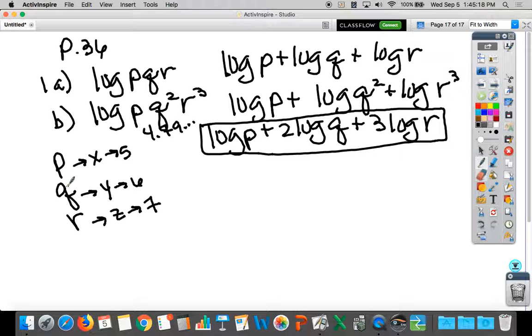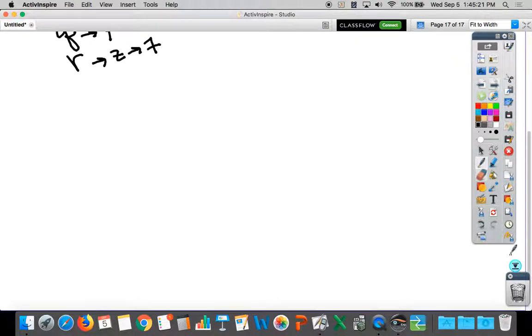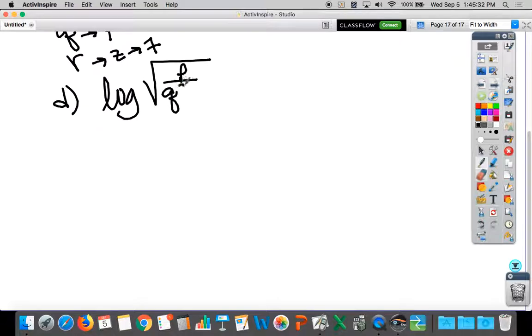All right, well, I want to skip down to D, because D poses a little bit of a challenge. Write it down for me. Now, what's the first thing that we notice here that's kind of some concern? That square root. But using the nth root rule, I want to change this.